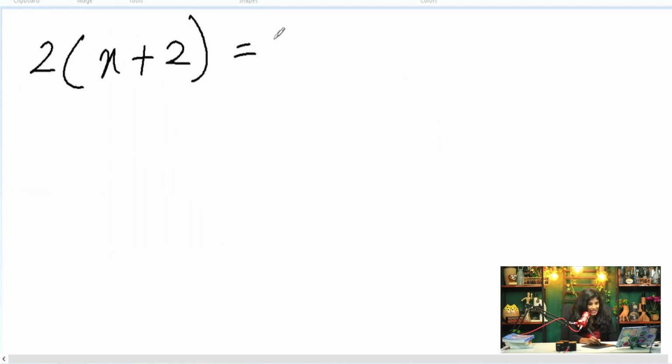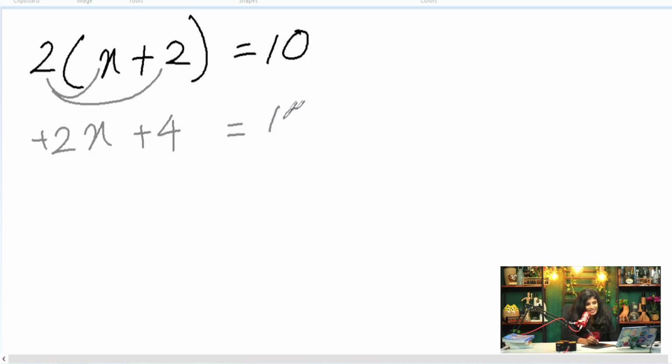So our first question of the video, that is 2 times (x plus 2) equals 10. Now I am going to simplify this equation with brackets. What we have to do first is remove the brackets. 2 times x, 2x, 2 times 2, 4. These both are positive, equals 10. Now this is the same equation which we discussed in the previous video. That is simple equation simplification, that's it.